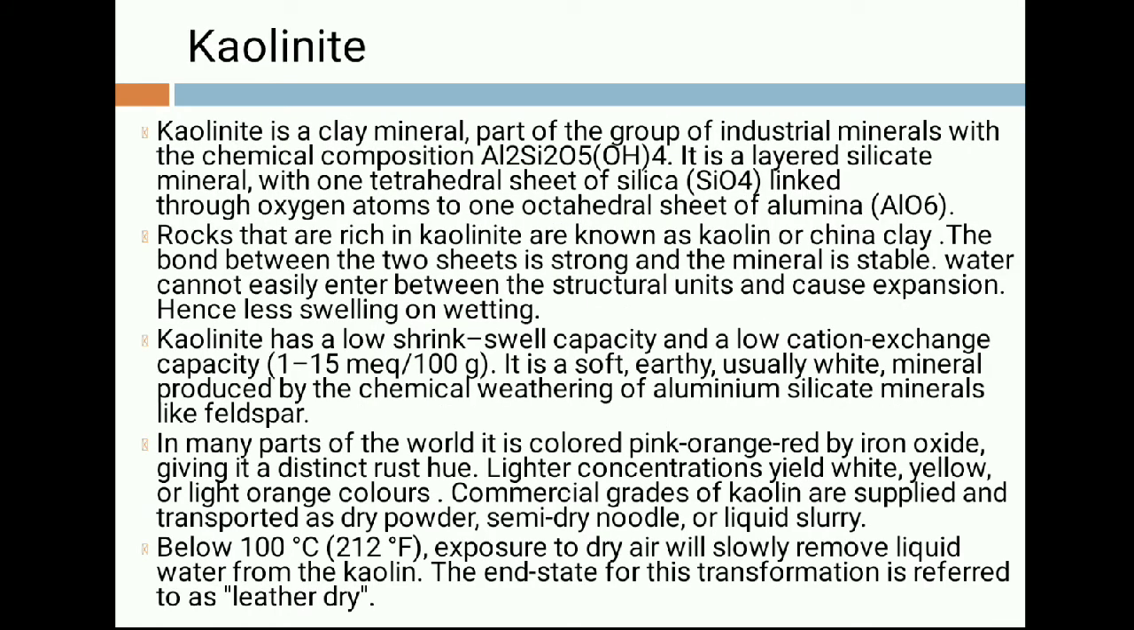Now let us see what is kaolinite. Kaolinite is one of the minerals present in clay. Kaolinite is a clay mineral, part of the group of industrial minerals with the chemical composition Al2Si2O5(OH)4. It is a layered silicate mineral with one tetrahedral sheet of silica linked through oxygen atoms to one octahedral sheet of alumina. Kaolinite is basically a layer of silica in combination with a layer of alumina. Rocks that are rich in kaolinite are known as kaolin or china clay.